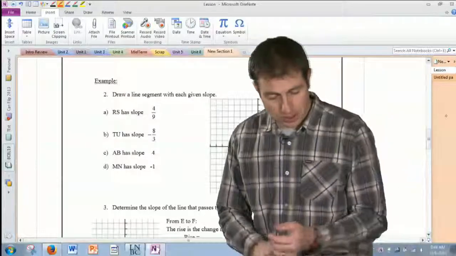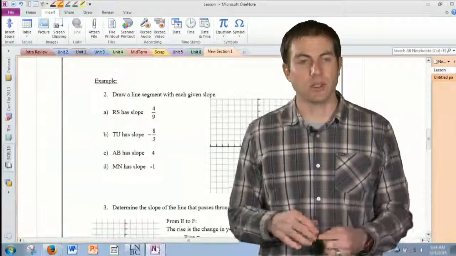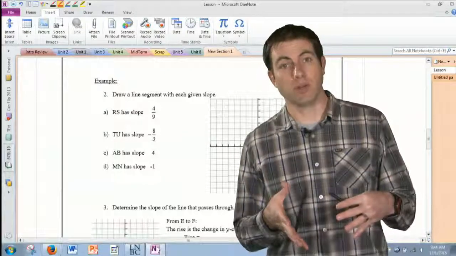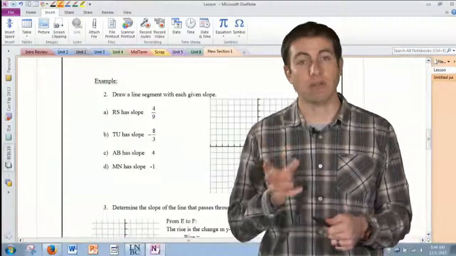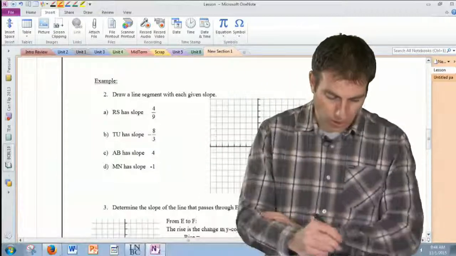All right, so we have 4 examples here of slopes. And these examples are working backwards. So on question number 1, we were given a line, asked to find the slope. So we went from left to right. Now we're given a slope and asked to draw the line. So let's start with RS here.